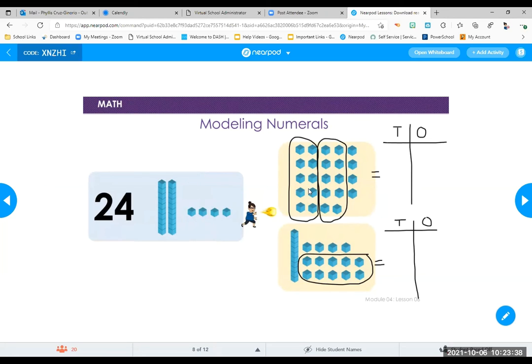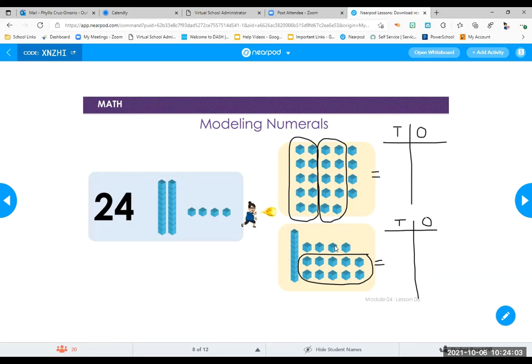Let's explode the first 10. Look, I made it into 10 babies. Let's do the other 10 too. Whoa, look how many baby ones. Now let's count them all. 2, 4, 6, 8, 10, 12, 14, 16, 18, 20, 21, 22, 23, 24. I can show it as 24 ones.